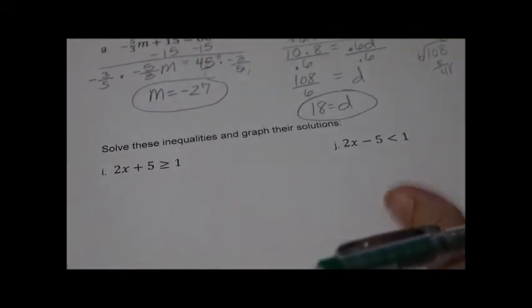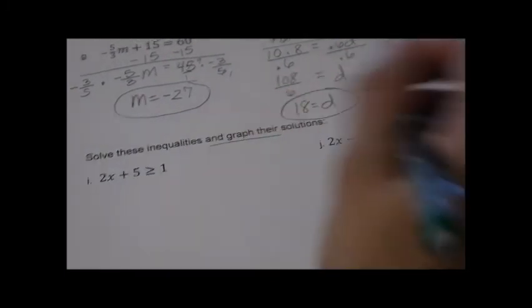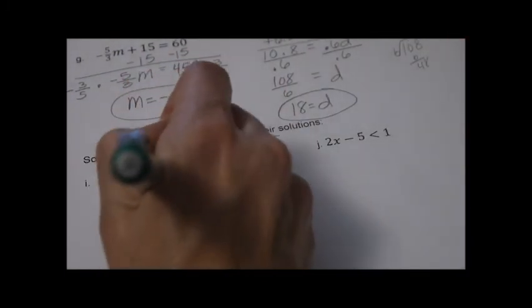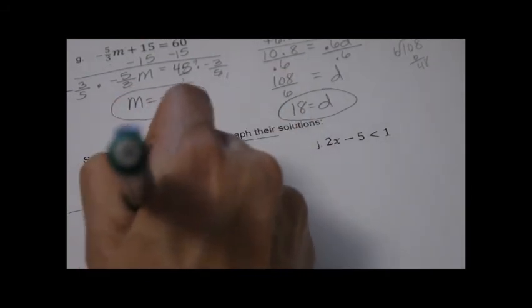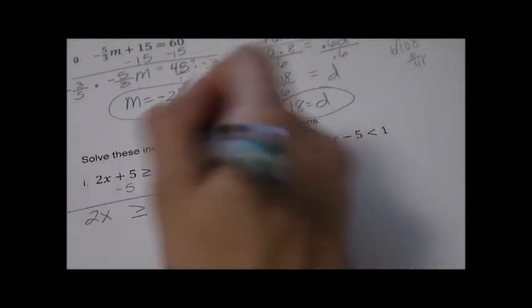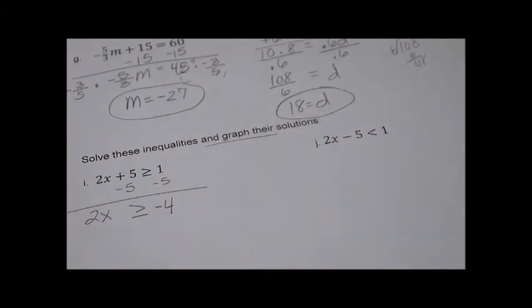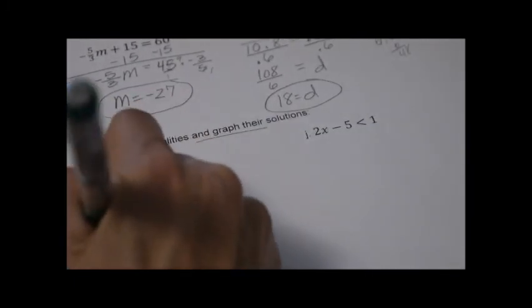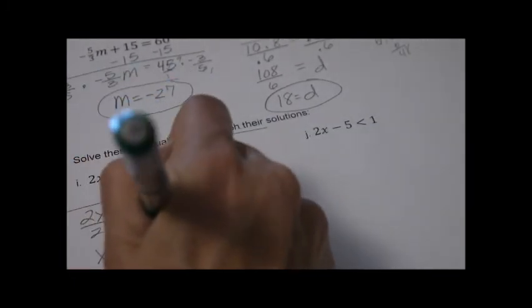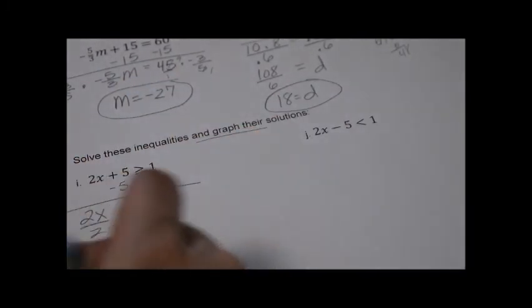Okay, now we have inequalities. Make sure we see that we need to graph their solutions, okay? So subtract 5 from both sides. So we get 2x greater than or equal to a negative 5 and a positive 1 is a negative 4. So be careful on those. Divide by 2, divide by 2. So now we get x is greater than or equal to negative 2. And now we graph it.